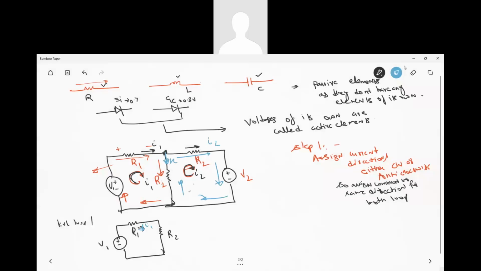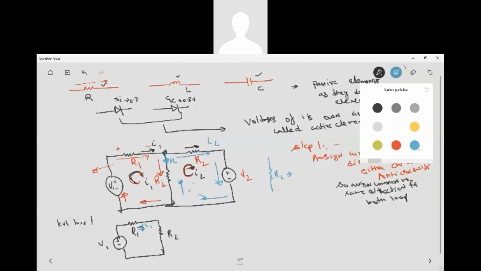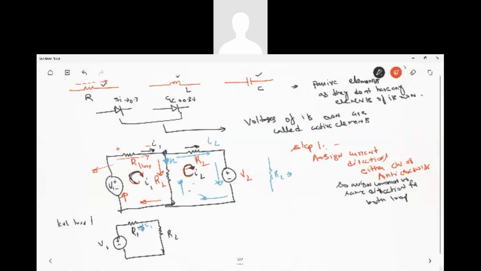So R2 here is a branch resistor. The current across the branch resistor, a resistor that comes in between two loops, right? This is loop 1 and this is loop 2. So a resistor that is between two loops is called a branch resistor. Branch resistor. So it will have a branch current. So what would be the current?